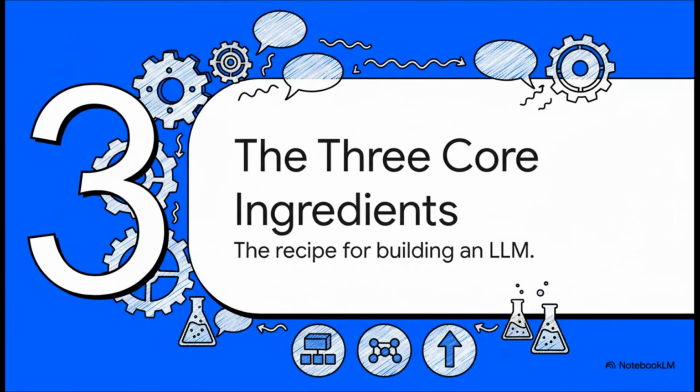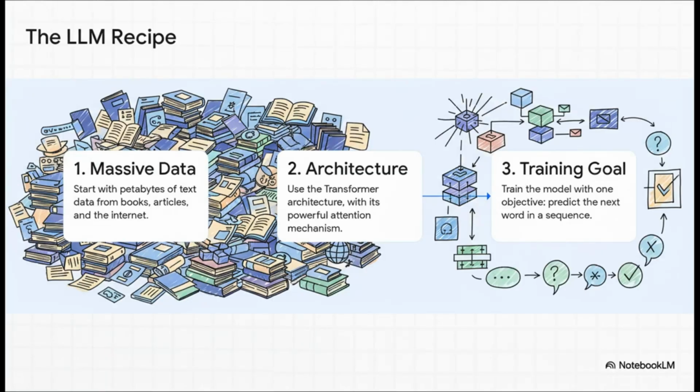Okay, so we know they're huge, but what's the actual recipe? How do you really build one? Well, it turns out it really just boils down to 3 core ingredients. Believe it or not, the recipe is pretty straightforward. First, you need ingredient number 1, that massive ocean of data we just talked about. Second, you need a blueprint, a special design called the transformer architecture. And third, you need one single training goal for the model to focus on, predicting the next word or token.